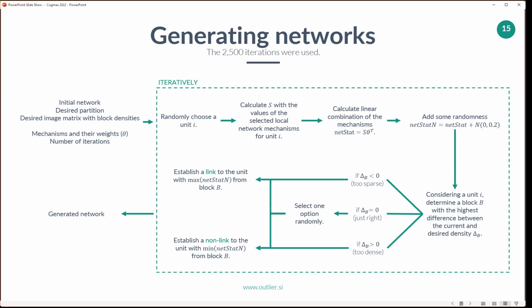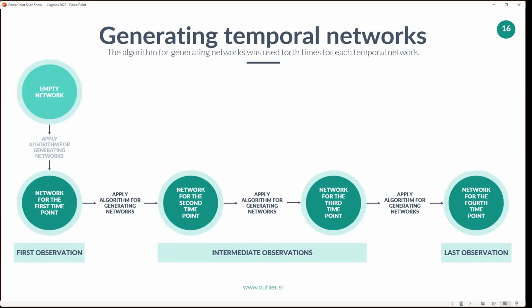Sometimes it also occurs that the density of a selected block is just right. In that case, we randomly choose one option, either to establish a link or a non-link. And after 2,500 iterations, we return the generated network.